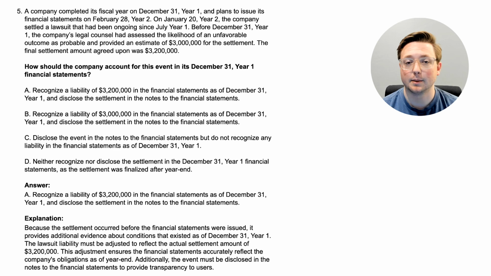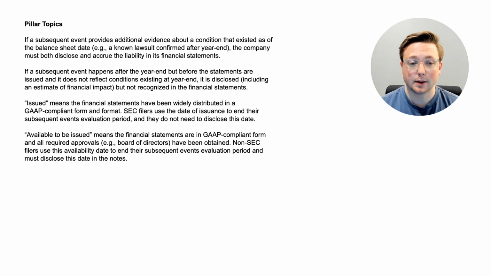Now let's go to the pillar topics for this video. All right, here we are at the pillar topics. Let's just dive in. If a subsequent event provides additional evidence about a condition that existed as of the balance sheet date, such as a known lawsuit confirmed after year end, so they knew the lawsuit was happening and then it's confirmed after the end of the year, the company must disclose and accrue the liability in its financial statements. So again, if it's something that was happening or had happened before the end of the year, and then they get more information about it after the end of the year, that is a subsequent event that is going to be disclosed and accrued in the financial statements.